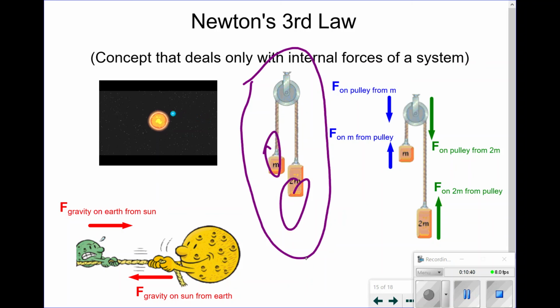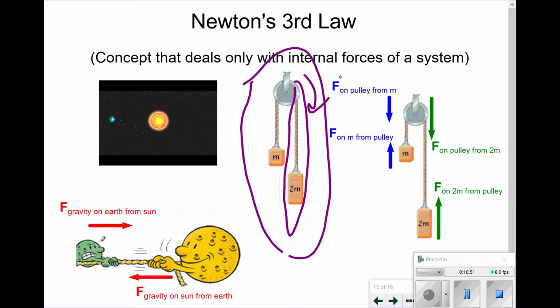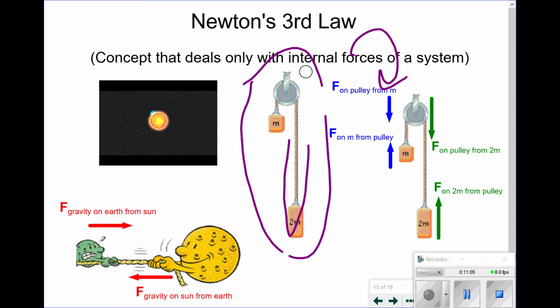The rope on the side of 2M is actually connected to a pulley. And it's actually pulling that side of the pulley downward, causing the pulley to rotate. So the M2 is really pulling on the pulley. So the pulley pulls back on M2. Since the pulley is trying to rotate in this direction, the pulley must also then try and lift M2 up.